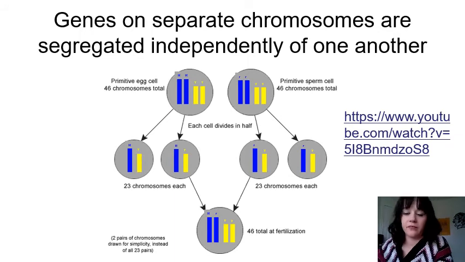Now, this is a tough concept. This video really helps you to understand the rule of independent assortment. So if you want to do well on this concept on the mini exam, I encourage you to take a minute to watch this YouTube video and then go back through these slides and look at them again, and it'll make a little bit more sense if you're struggling.